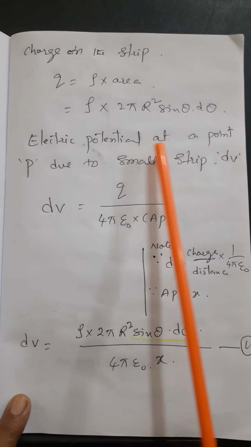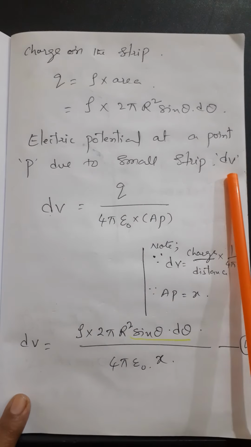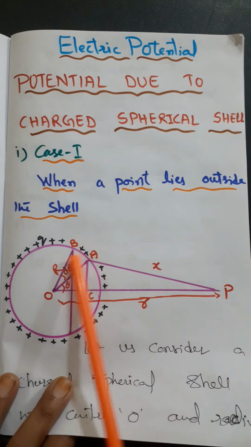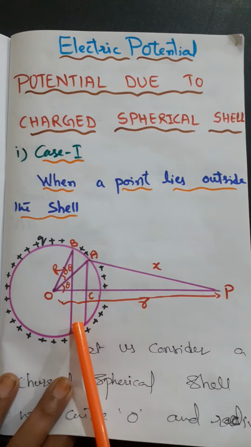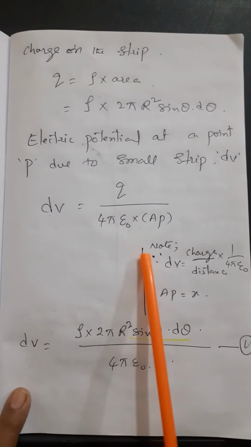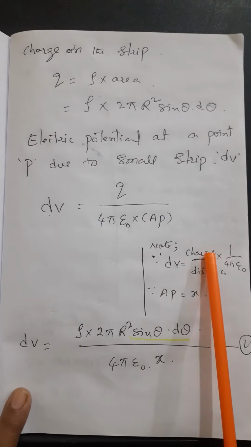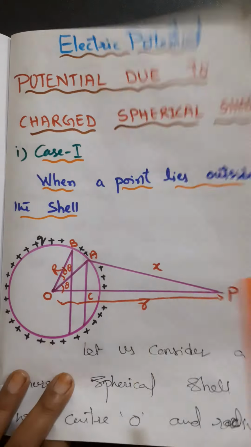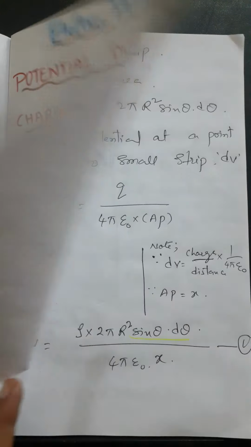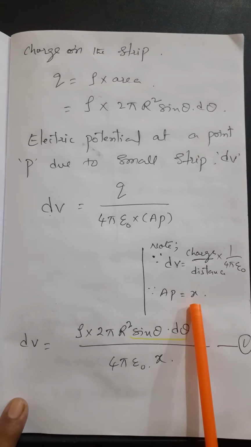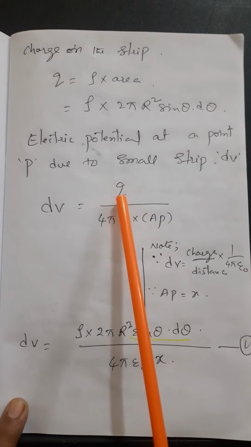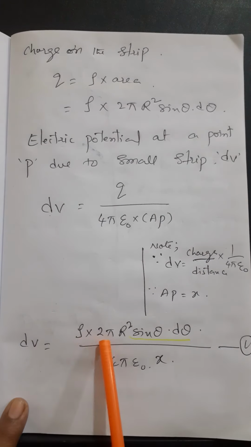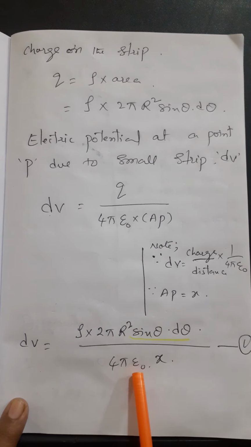Now the electric potential dV at the point P due to the small strip AB can be written as follows. We know that the electric potential is charge by distance into 1 by 4 pi epsilon naught. The distance from the strip to the point P is x, so AP is x. Substituting the charge, which is rho into 2 pi R square sin theta d theta, we get dV equal to rho into 2 pi R square sin theta d theta by 4 pi epsilon naught x.